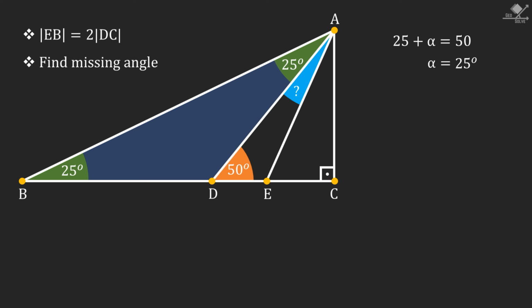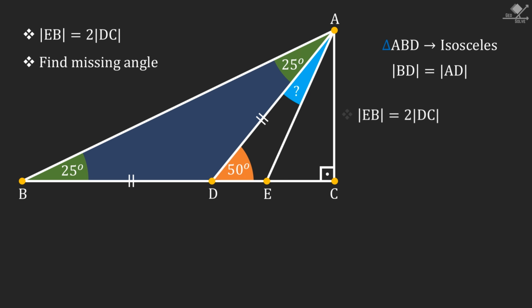Now we see that the blue triangle has equal base angles of 25 degrees. So we can conclude that triangle ABD is an isosceles triangle. And that means that the corresponding sides BD and AD should be equal. Now let's work on the other information given in the question, that EB equals 2 times DC.